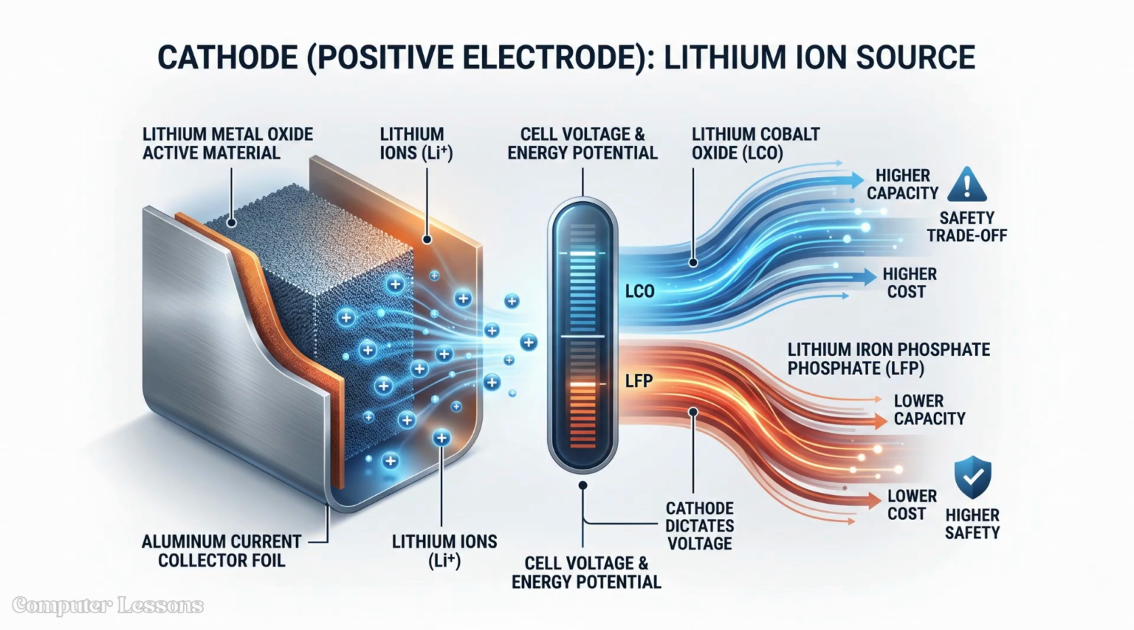The cathode, or the positive electrode, is typically made of a lithium metal oxide, acting as the primary source of lithium ions. Common materials include lithium cobalt oxide or lithium iron phosphate, each offering a different balance of capacity, safety, and cost. The cathode dictates the total voltage and energy potential of the battery cell.